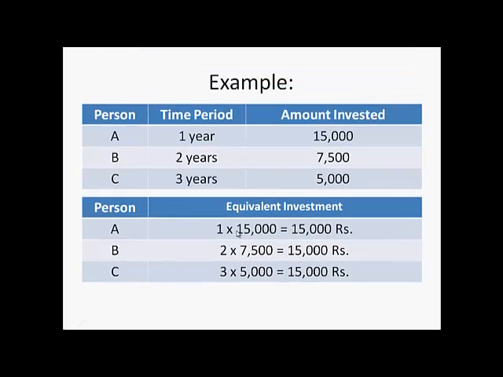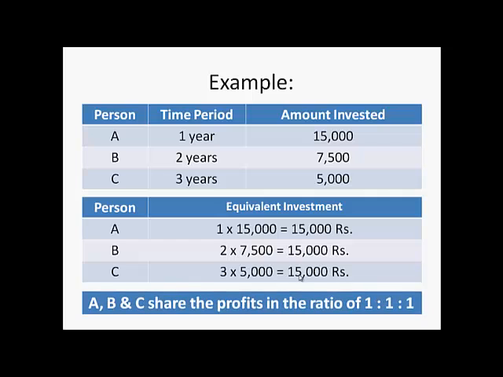A is 1 multiplied by 15,000, which is 15,000 rupees. B is 2 into 7,500, which again amounts to 15,000 rupees. And C is 3 into 5,000, which again amounts to 15,000 rupees. So as the equivalent capital invested by all the three, A, B and C, is the same, the profits or the losses will also be shared in the ratio of 1:1:1.